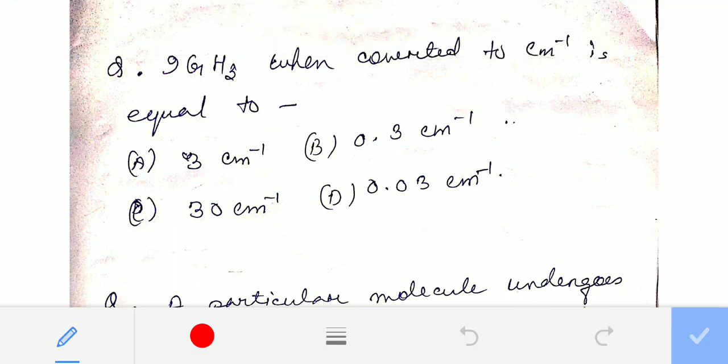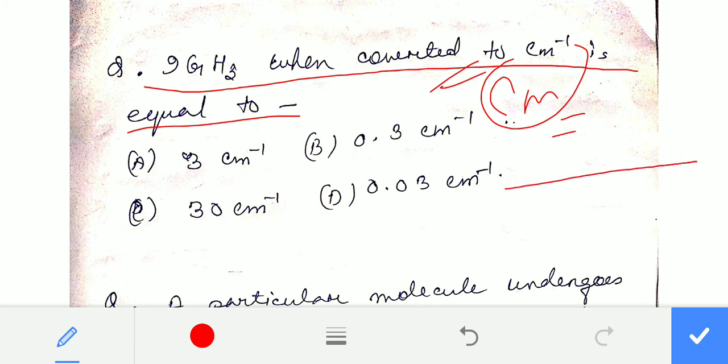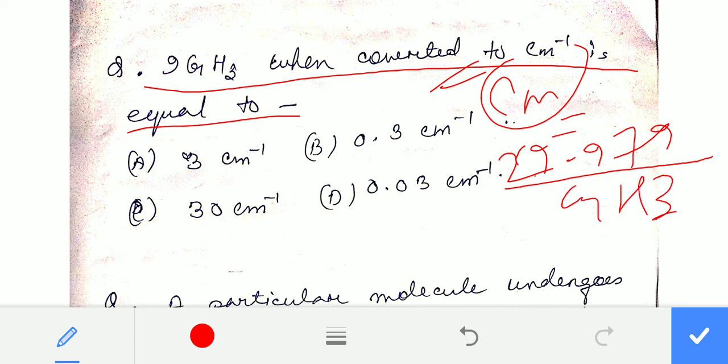So moving to next question: 9 gigahertz, when converted to per centimeter, is equal to what? The relation between wavelength in centimeter and gigahertz is defined as 29.979 by gigahertz, right? This is the relation which relates centimeter in terms of gigahertz, right? So 29.979 by 9, and if you reverse it you will get centimeter inverse, right?